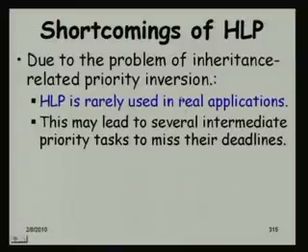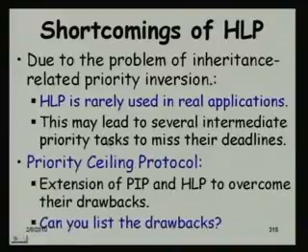Because of the inheritance related inversion, it is rarely used in applications. Just imagine the lowest priority task: there is a chance that it becomes the highest priority task and then it blocks everything else. For example, a logging task which just keeps the logs can become the highest priority task and even the most sensitive tasks will be blocked. Since this can occur for many low priority tasks, it is rarely used in real applications.